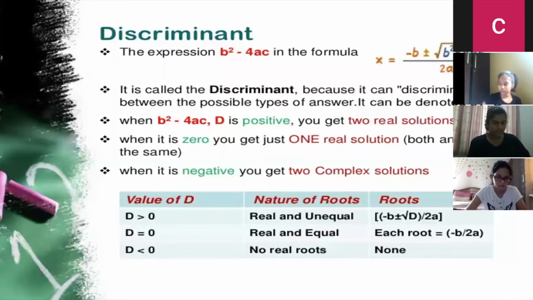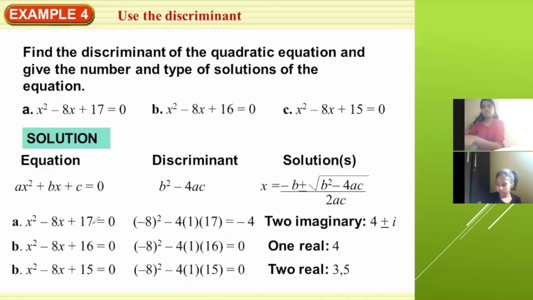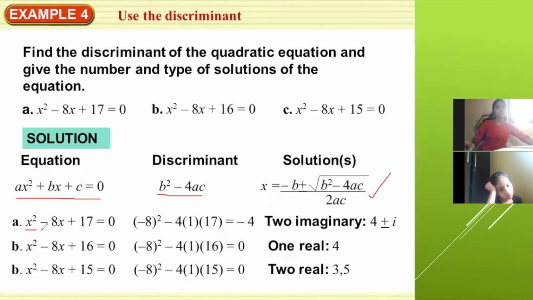So this is the nature of the roots. For ax square plus bx plus c is equal to 0, the discriminant is b square minus 4ac. This is the formula. If I take one sum here, x square minus 8x plus 17, b square minus 4ac. 8 square is 64, 64 minus 4 times 17.